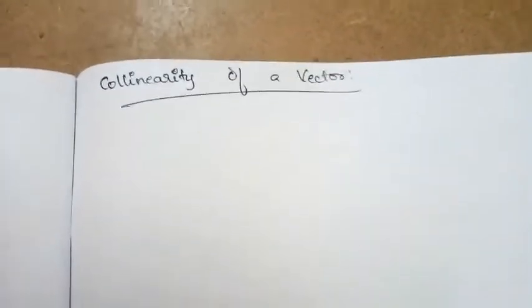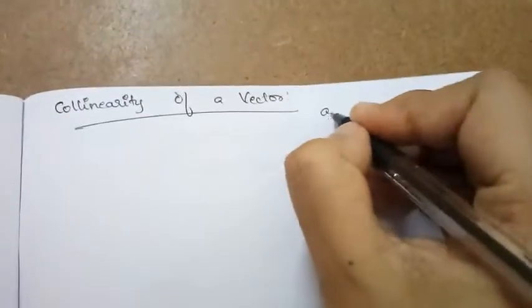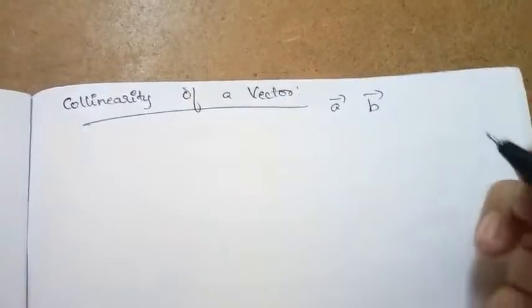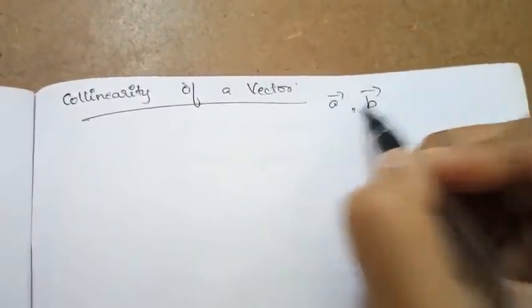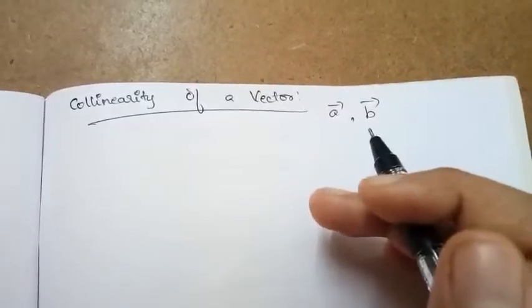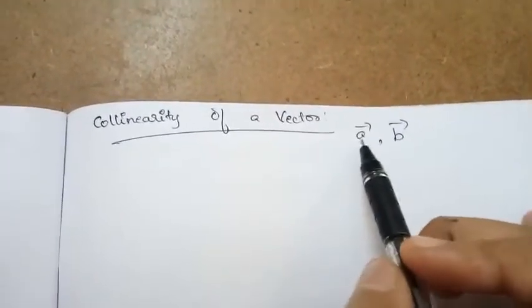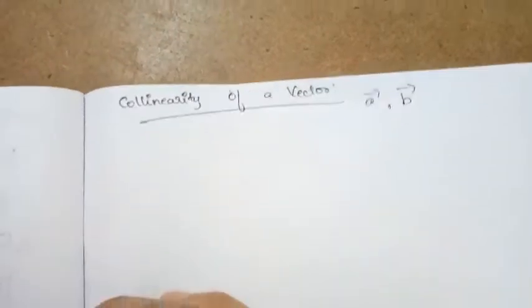So let us go with the condition of collinearity of vectors. What is collinearity of vectors? If I consider any two vectors, say vector A and vector B, then these two vectors are said to be collinear if both are parallel to each other or both vectors lie on the same line. Then we say that vector A and vector B are collinear.